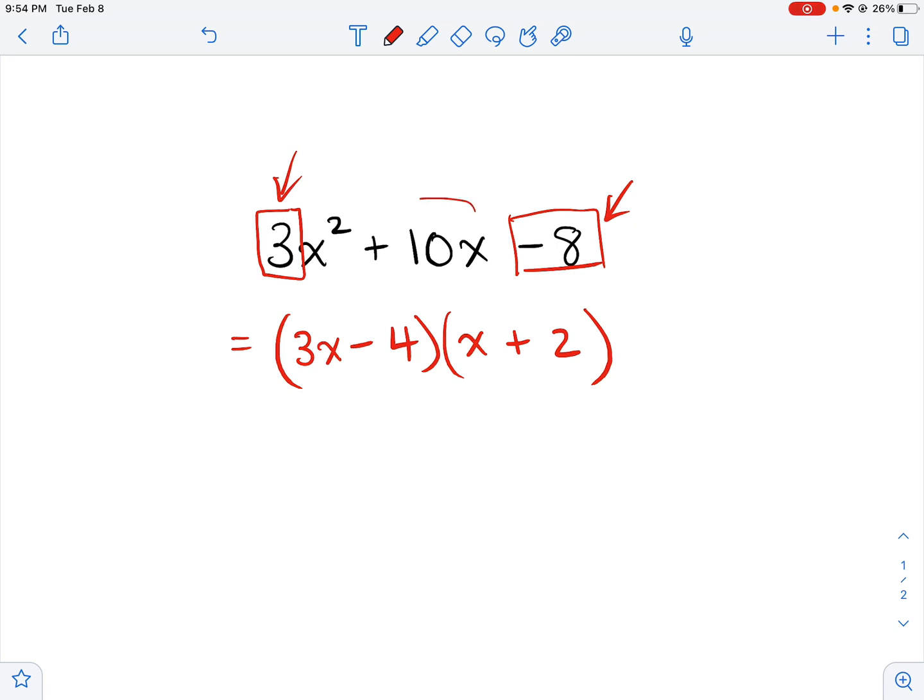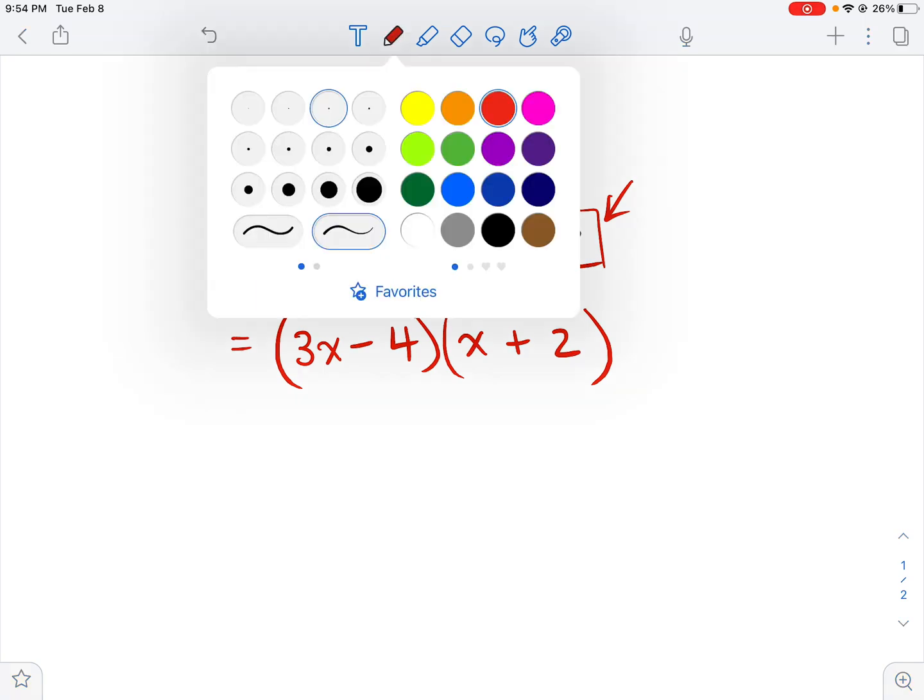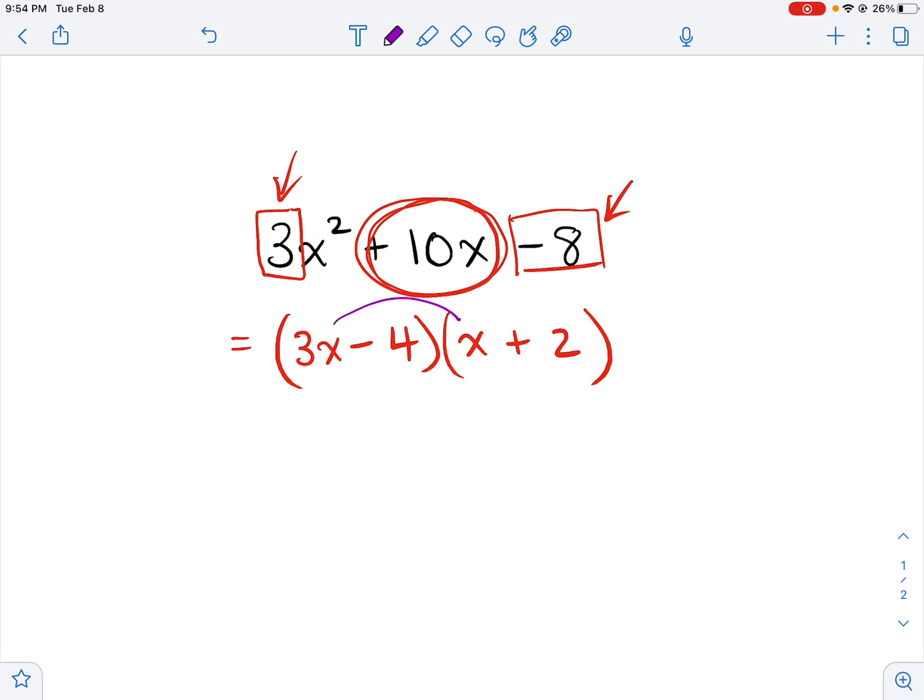Okay, so now the key. I've got to make the 10x appear in the middle. I don't really care that 3x times x is 3x squared. I already know that's going to work out. And I also don't care that negative 4 times 2 is negative 8. I know that's going to work out. So all I really care about is these two. 3x times 2 will give me 6x. Negative 4 times x will give me negative 4x. If I add those together, I'm going to get 2x. That's not 10x. That is not going to work out. I am wrong, and I am way wrong.